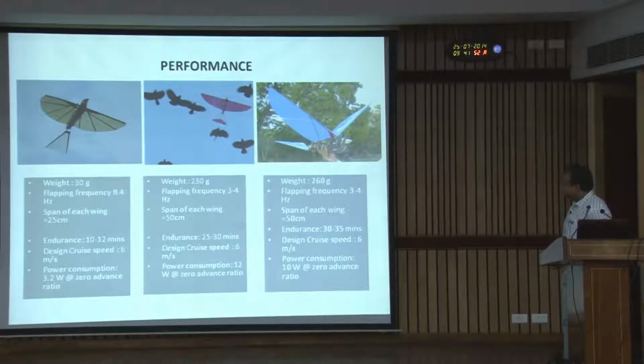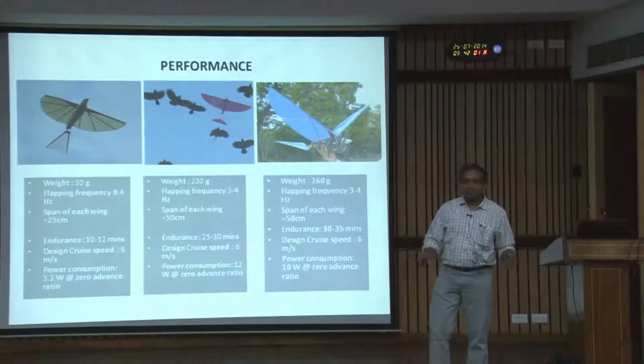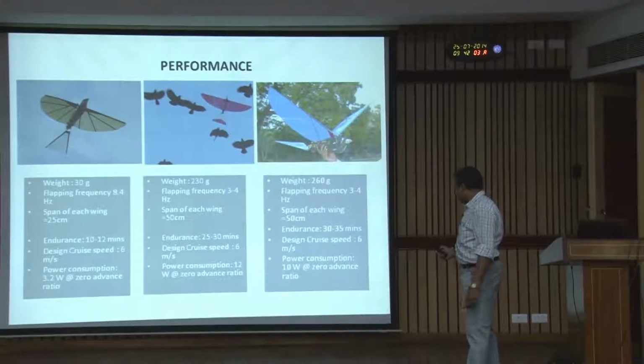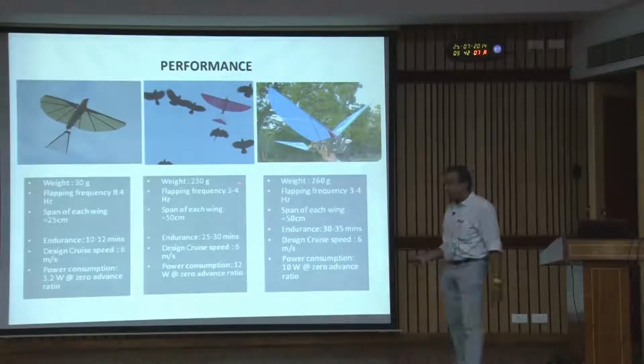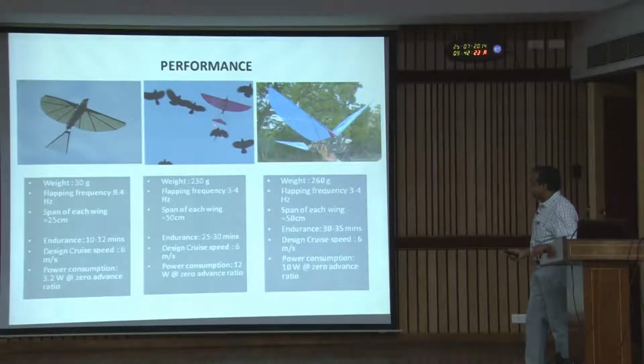This model which we built, its weight is about 230 gram. In nature, the smaller the insects or birds, the flapping frequency is higher. So, you can fly it at a lower flapping frequency, and that is why probably the quasi-steady theory works better there. Also we have seen the larger model is flying better, because the theory is 2-dimensional and the larger model has a better 2-dimensional approximation. With this model we had endurance of 25 to 30 minutes, and cruise speed of 6 meter per second.